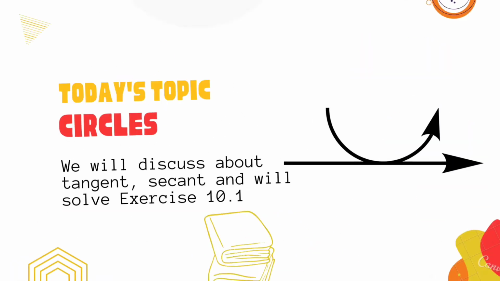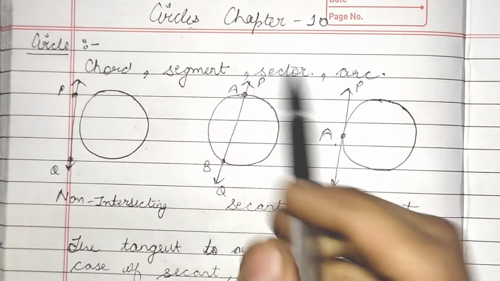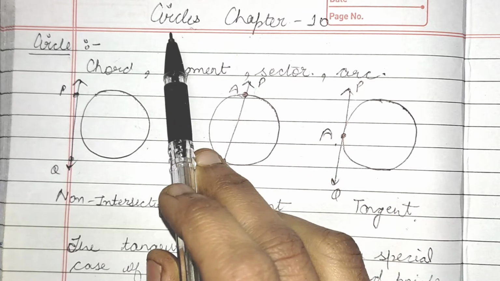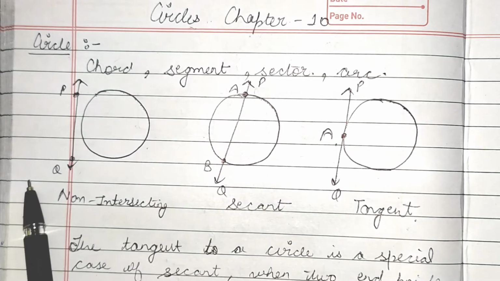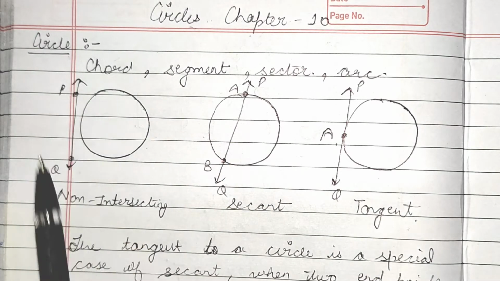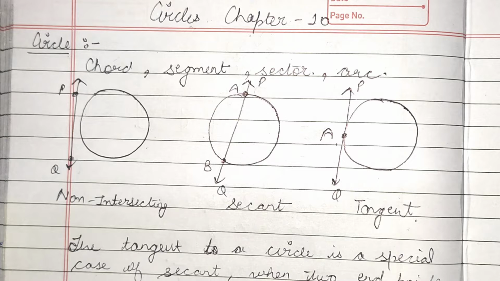So in today's topic, we will discuss what is a tangent, what is a secant, and we will solve Exercise 10.1. So let's start chapter number 10 of class 10th, which is Circles. Circles is a chapter given in your term 2 syllabus.